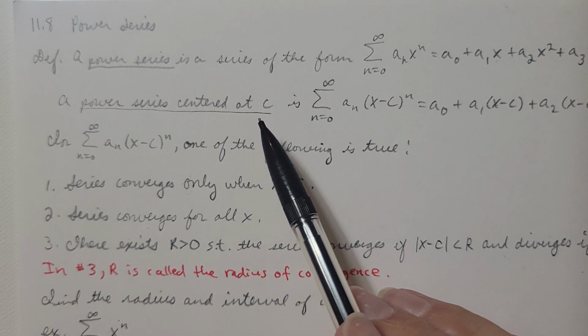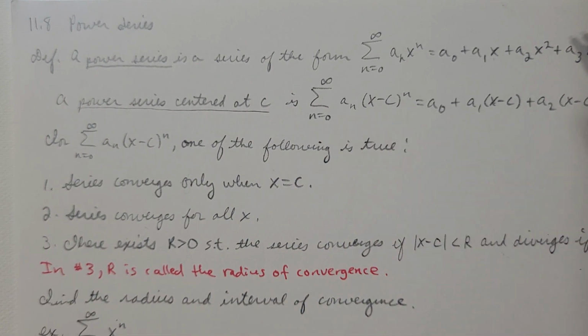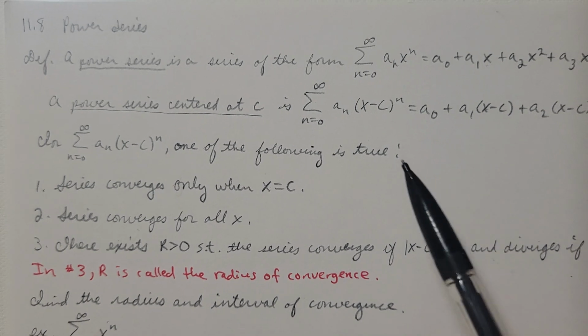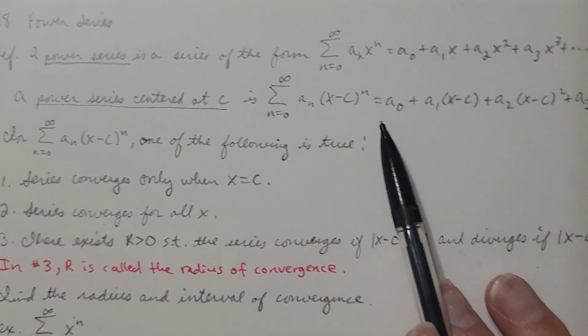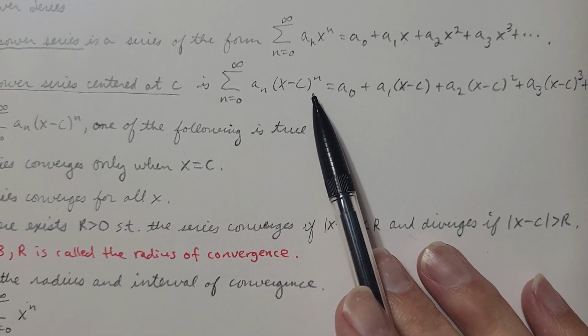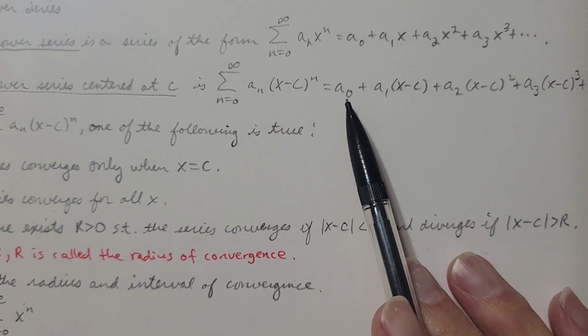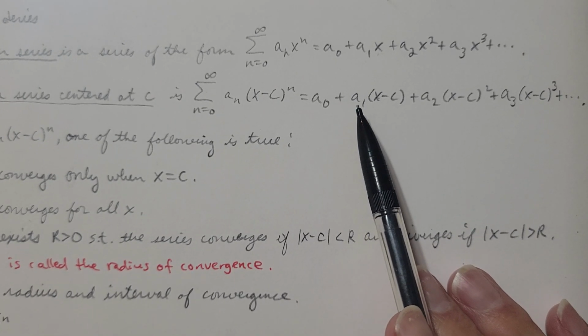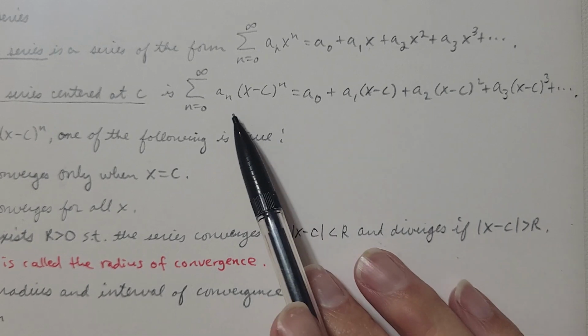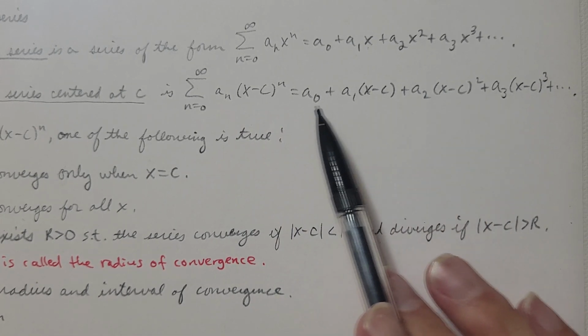A power series centered at c is where you have the summation as n equals 0 to infinity of a sub n, again a sequence, times x minus c to the n. In the expanded form, when n is 0, you get a sub 0 times x minus c to the 0, which is 1, so it'd be a sub 0, plus a sub 1 times x minus c to the first power, plus a sub 2 times x minus c to the second power, plus etc.